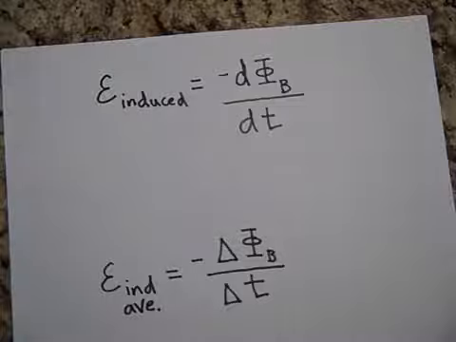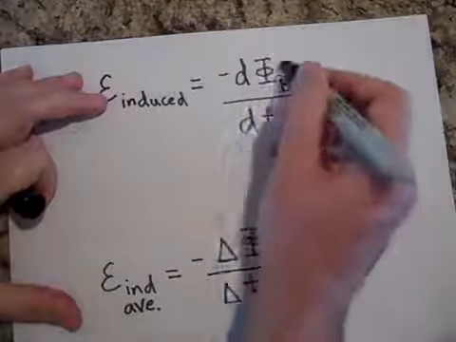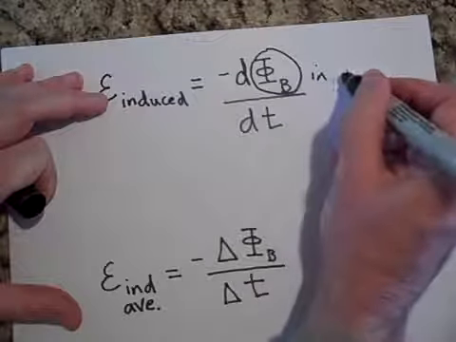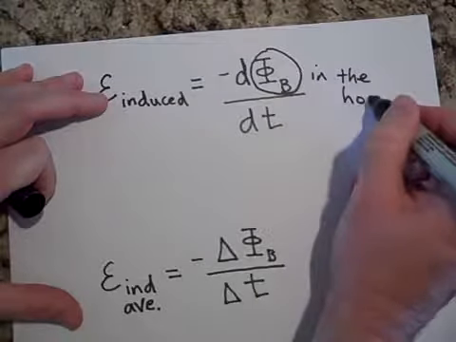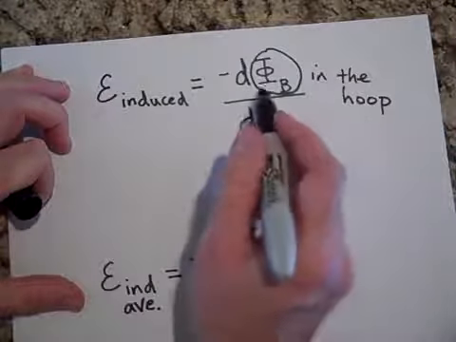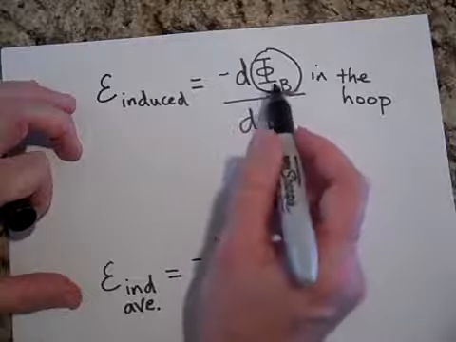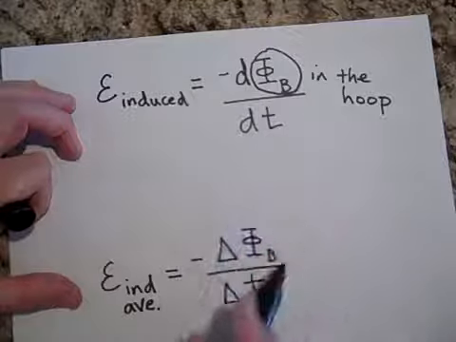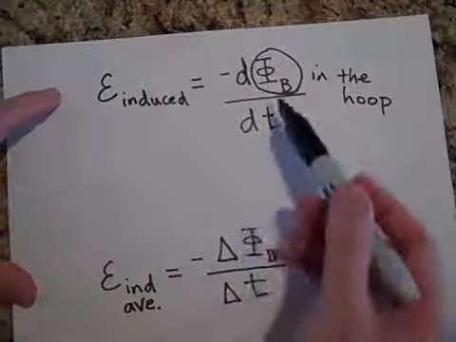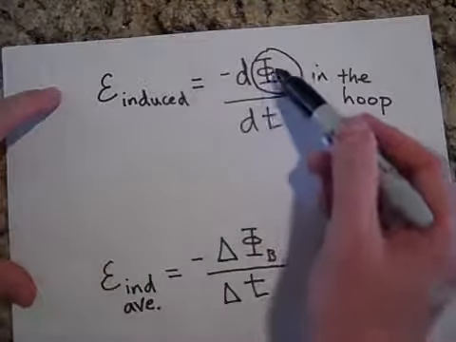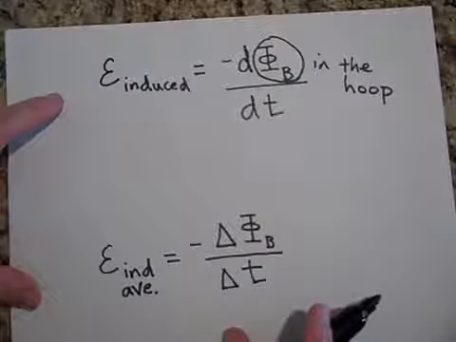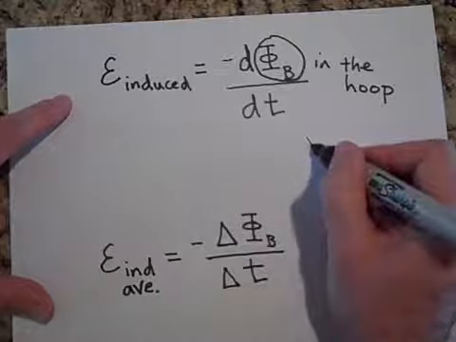Okay, so this flux is not just any old flux. This is the flux that's changing in the hoop. So the EMF that's induced around a hoop of wire is equal to just the rate at which the flux is made to change in that hoop of wire. So the derivative of phi with respect to t is just describing how fast flux is changing with time.